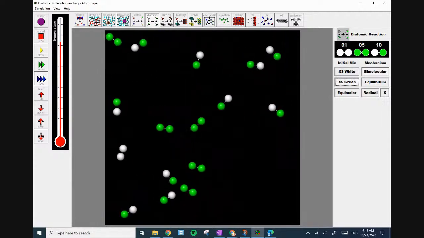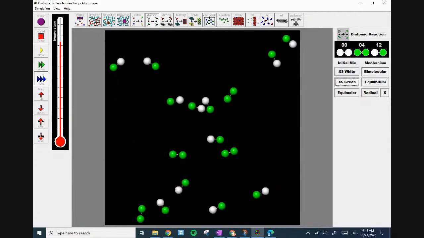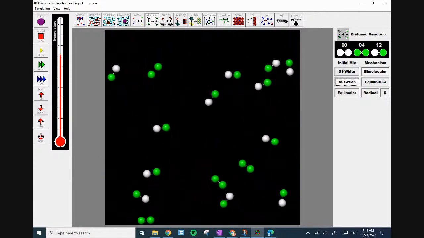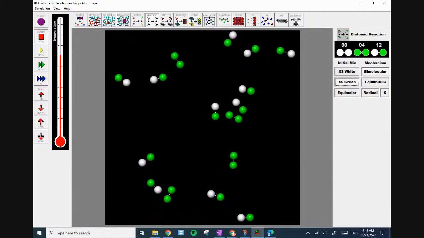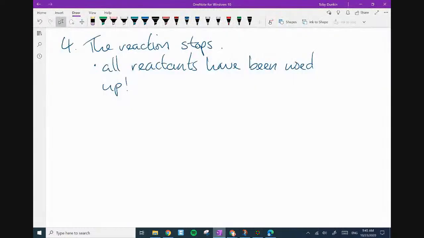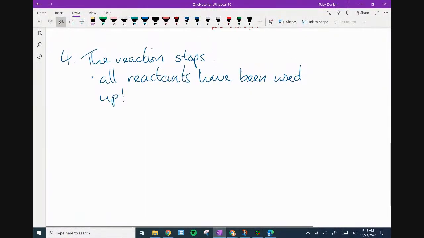Now we're done. Temperature down, slow, stop. Right, you're absolutely right, Isabel. So in this case, the reaction has stopped because all of the whites have been used up. The greens are still in excess, and I'd want to actually state that. I don't think they'd actually care in an exam. Yeah, all reactants used up.